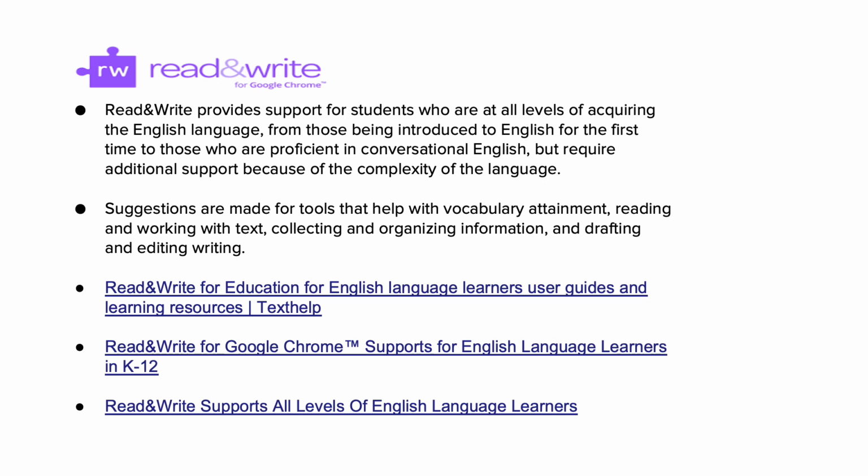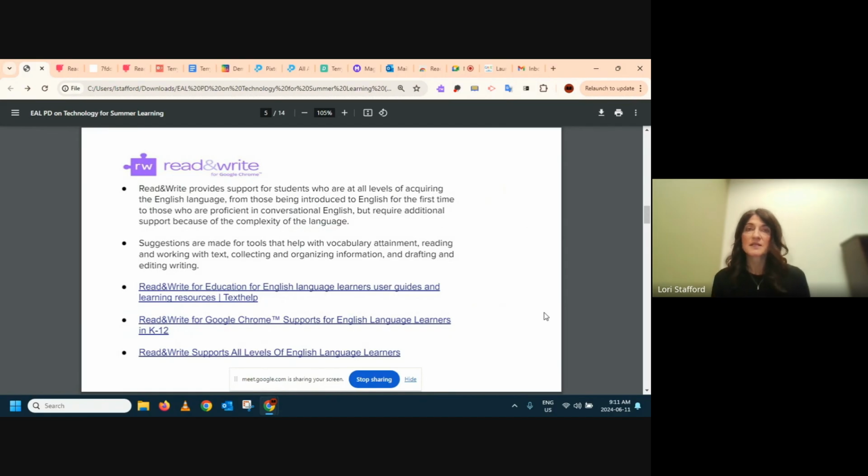So I'm going to start with Google Read and Write. So Google Read and Write is an amazing tool that is great for all of your students. Students don't need permission. You don't need to access IT. It's an extension that can go on Chromebooks. It provides support for students at all levels. So those EAL students that are coming in at a beginner level, and those students that are gaining the complexity of the language at an intermediate or advanced level.